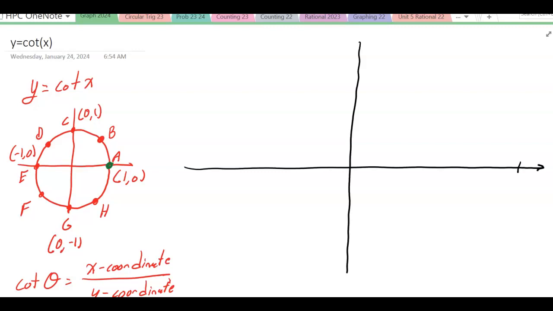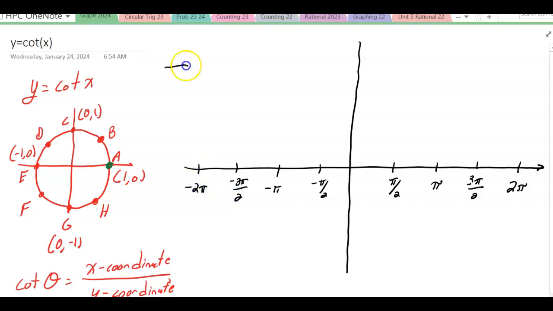Hello, Honors Pre-Calculus students. Today's learning target is to graph the cotangent graph. So I'm just going to mark 2 pi, pi, pi over 2, 3 pi over 2 on my axes. I'll also go in the negative direction. And like with tangent, we're going to make a little xy table.